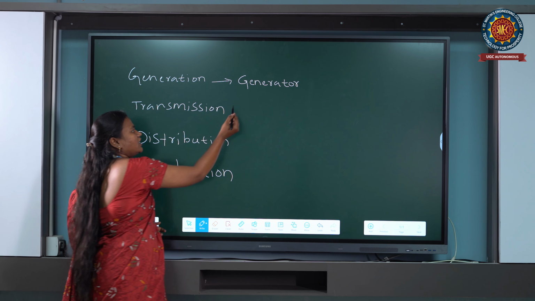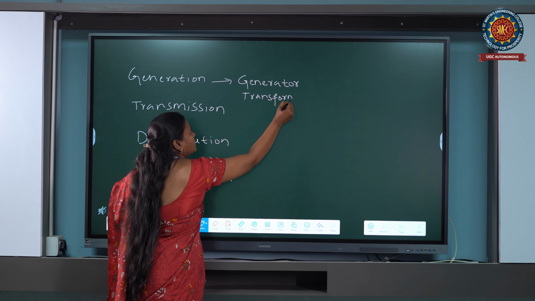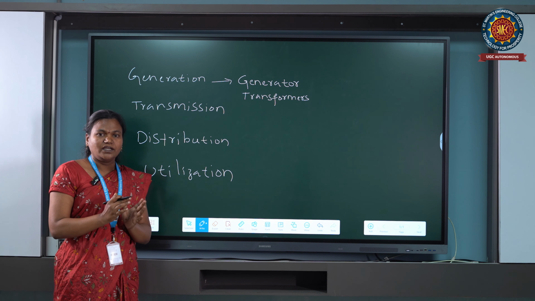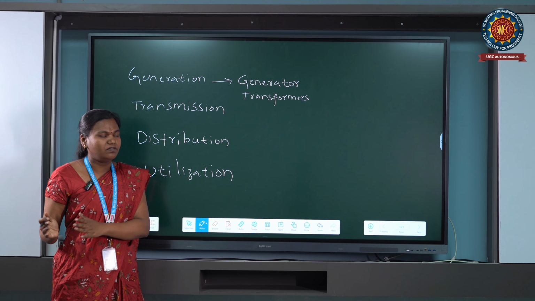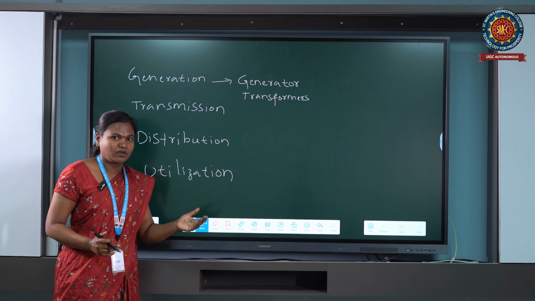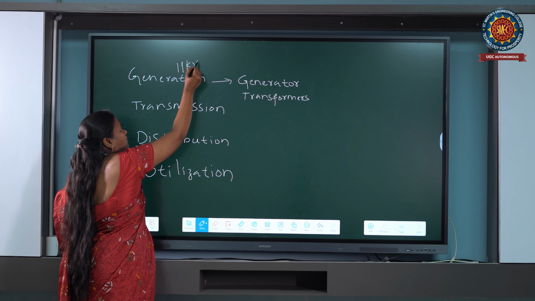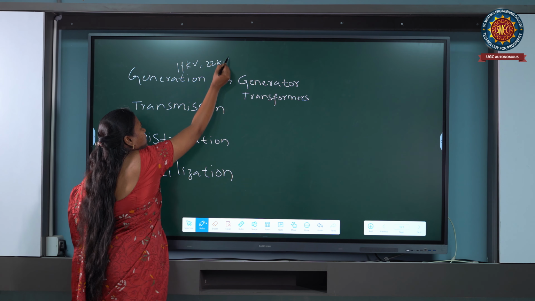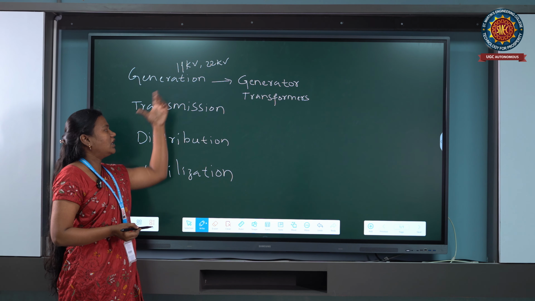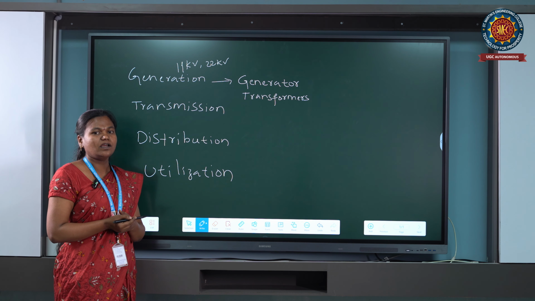Similarly, we use transformers. The function of a transformer is to transfer energy from one level to another level. At a generating station, we use step up transformers, because mostly we generate power at 11 kV or 22 kV. By using the different types of generating stations, we produce power at about 11 kV, so here we have to increase the voltages.